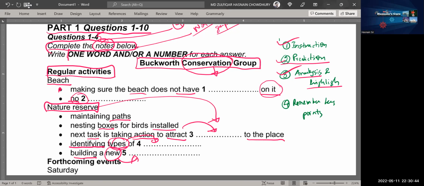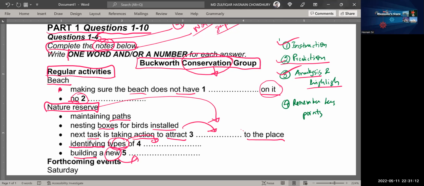next task is taking action to attract something to the place. What is attracted to the place? And they're taking an action, they're taking preparation. So there are some animals or some insects attracted. We need to find what is being attracted to the place. The action is for what is being attracted.